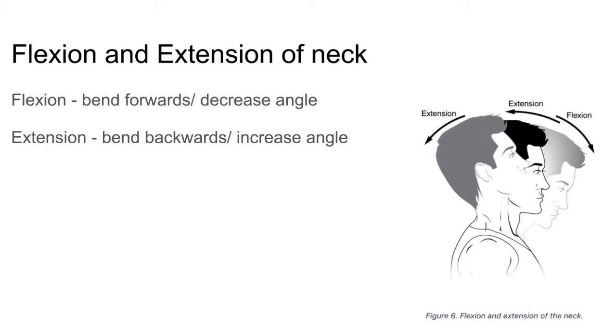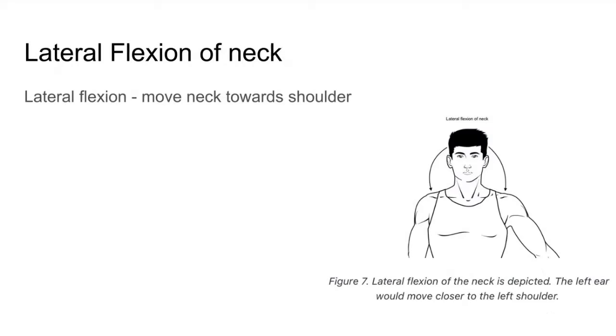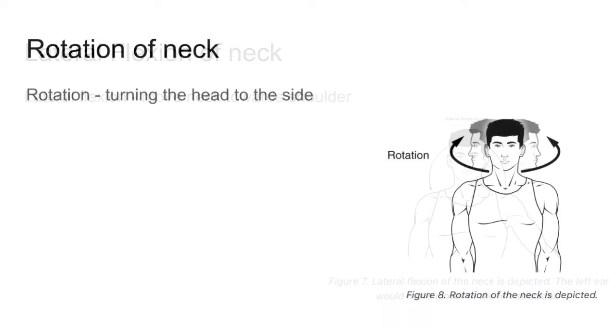Flexion and extension of the neck are basically the same thing. Flexion is when you bend the neck forwards and decrease the angle, and extension is when you bend the neck backwards and increase the angle. Lateral flexion of the neck is when you move the neck towards the shoulders. Rotation of the neck is when you turn the head to the side.